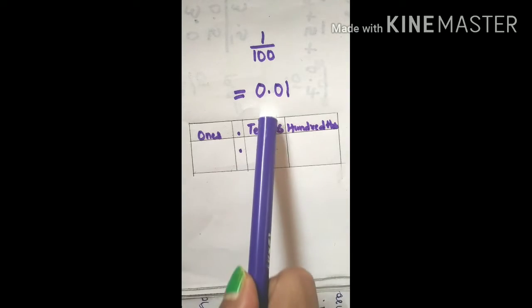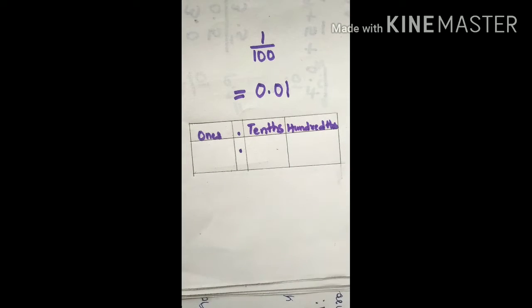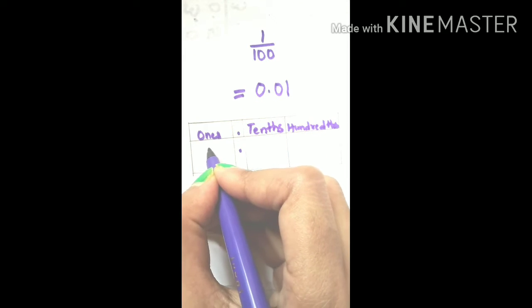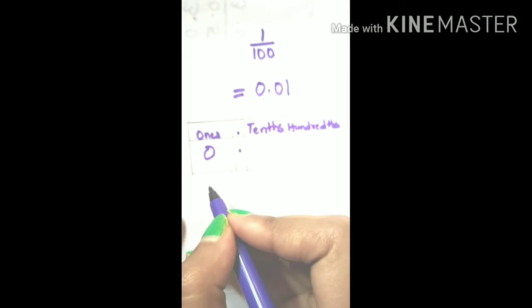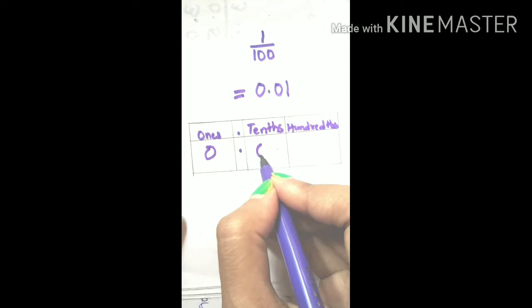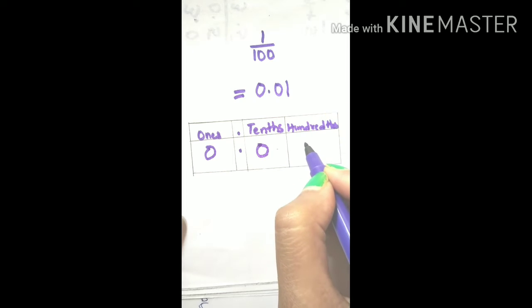We can show 100 on a place value chart. There is a 0 in ones place. There is a 0 in tens place. And there is a 1 in hundreds place.